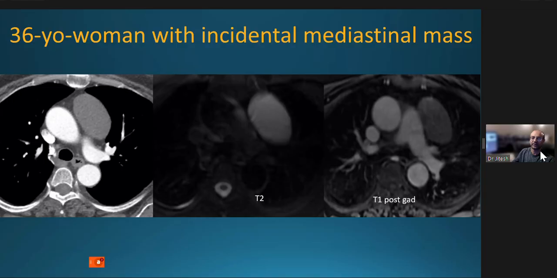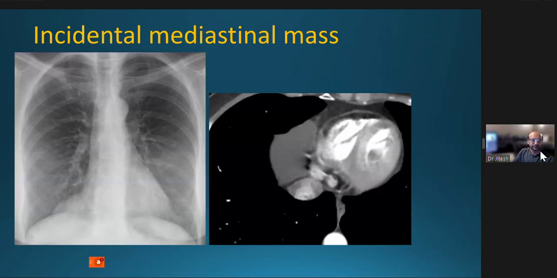We can just very comfortably say on CT, this is a fluid density mass, and this is most likely a thymic cyst, right? If there is no other concerning imaging feature, we can definitely say this is a thymic cyst, and in some circumstances we ask for imaging follow-up. So this was a case of thymic cyst.